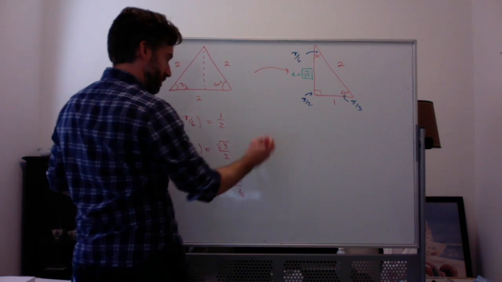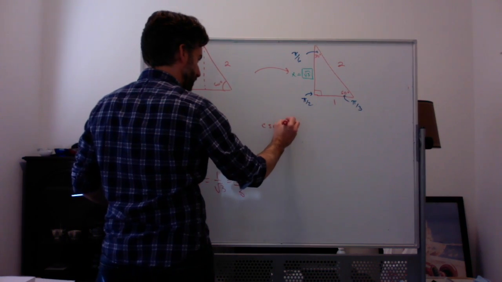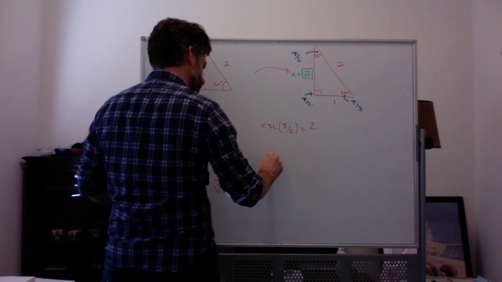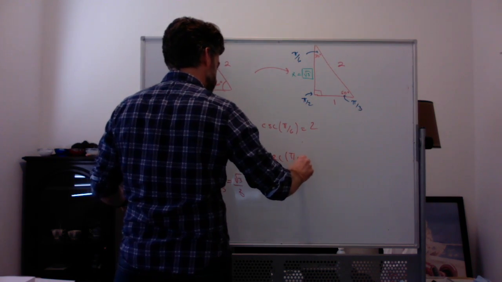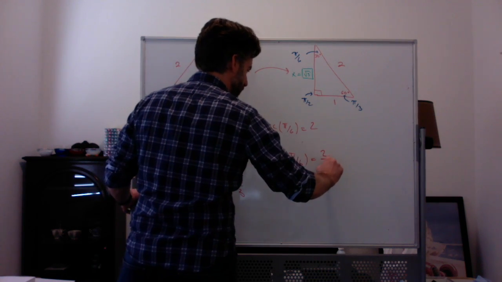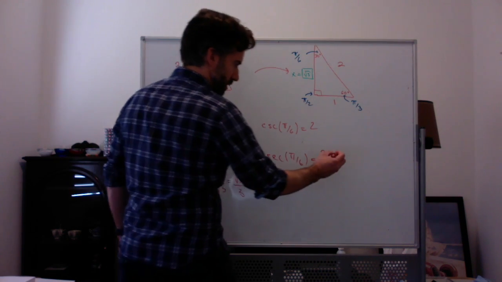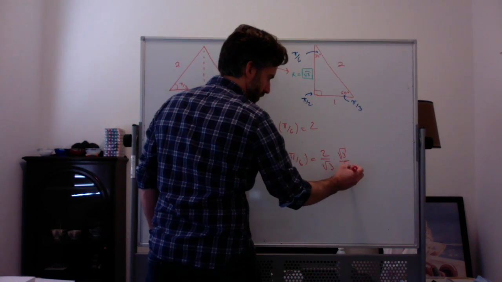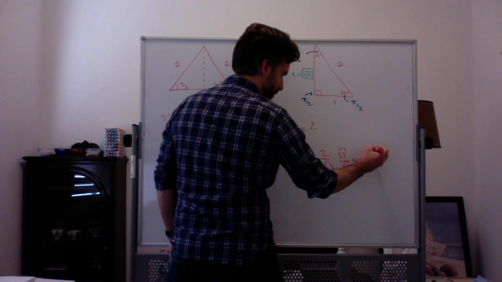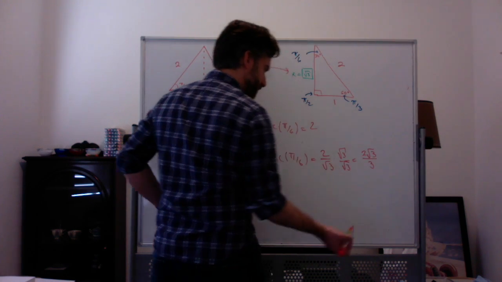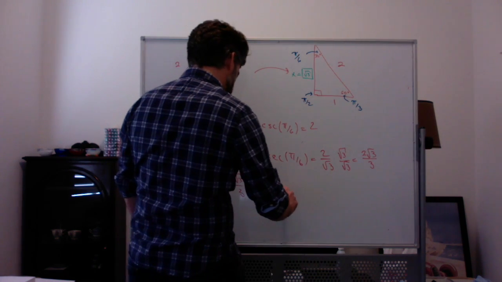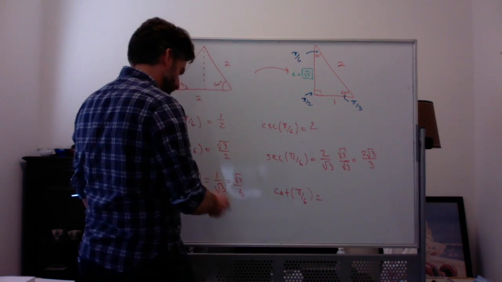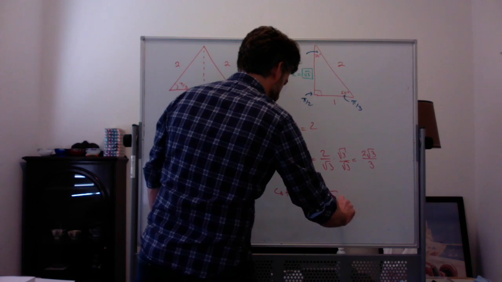And then the rest are reciprocals. Cosecant of pi over 6 is 2 over 1. Secant of pi over 6 is 2 over root 3, which we rationalize. I know I didn't show this last time. I'm multiplying by root 3 over root 3, which becomes 2 root 3 over 3. And finally, cotangent of pi over 6 is root 3 over 1, which is just root 3.